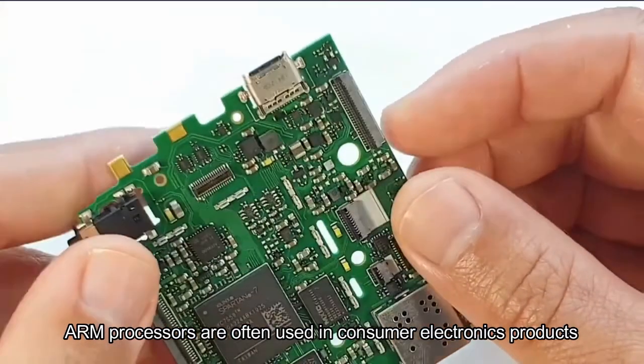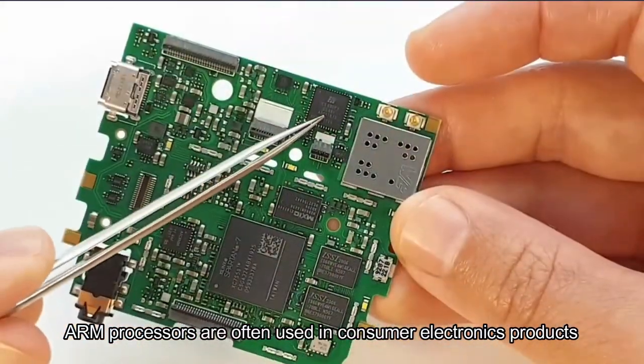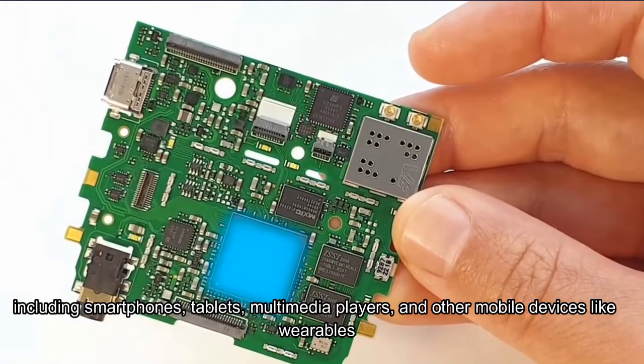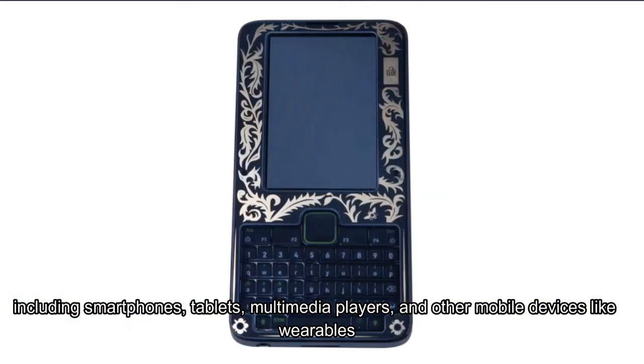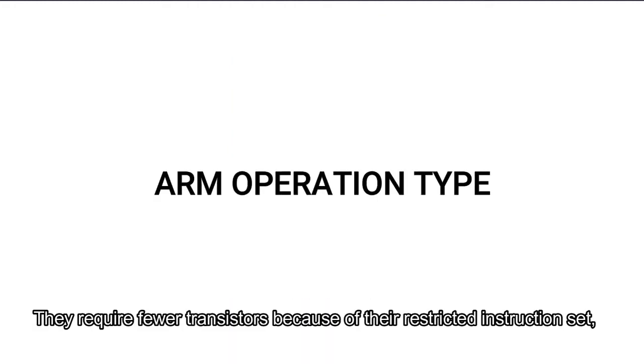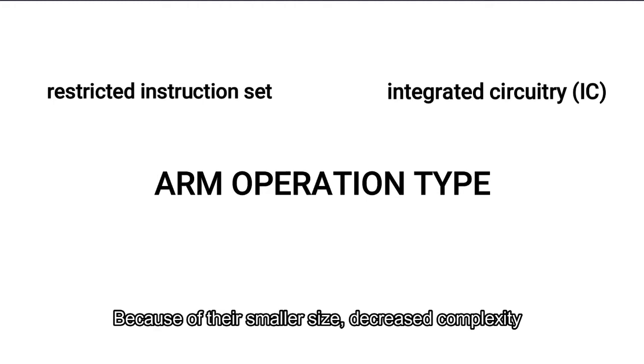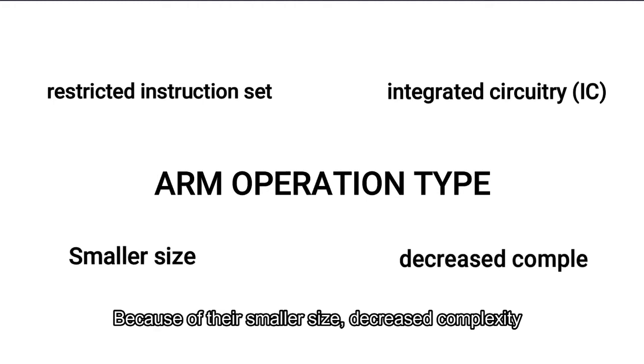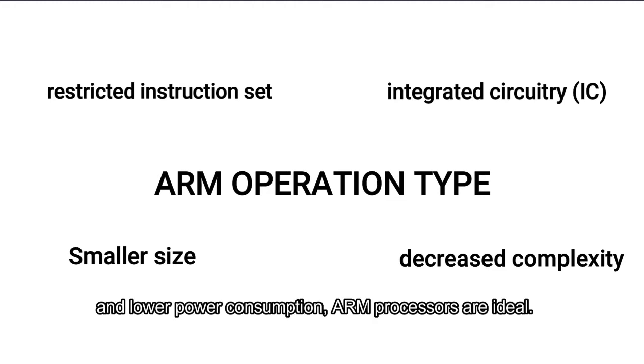optimizing registers. ARM processors are often used in consumer electronic products including smartphones, tablets, multimedia players, and other mobile devices like wearables. They require fewer transistors because of their restricted instruction set, allowing for a lower die size for an integrated circuit, or IC. Because of their smaller size, decreased complexity, and lower power consumption, ARM processors are ideal.